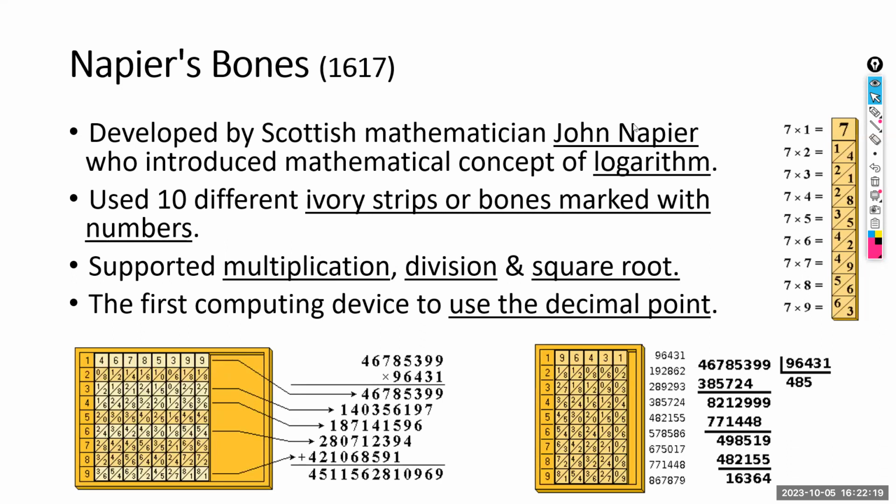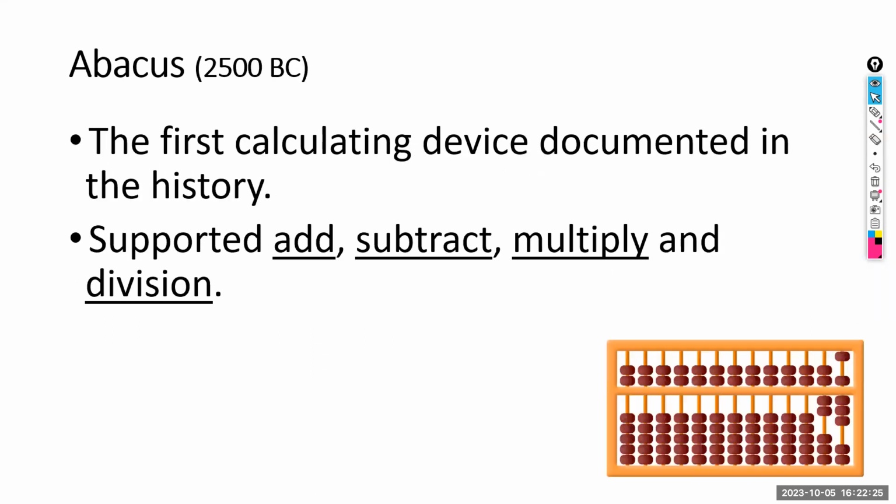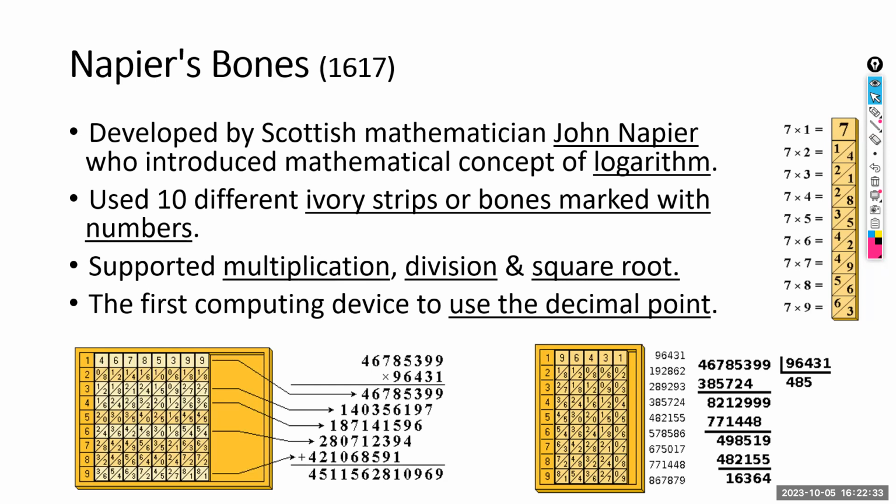Right. So now we are done with manual computing devices. We looked at two milestones: the abacus, which is a basic manual device which you can use to add, subtract, multiply, and divide. And then Napier's bones, with special support for multiplication, division, and square root. Another thing you have to remember is it supported the decimal point. You know that the decimal point plays a big role when it comes to division and multiplication.